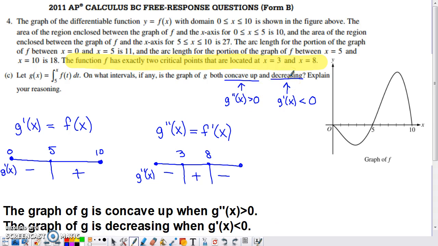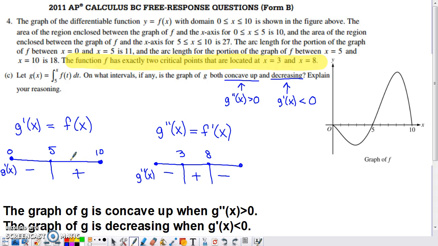And if a function's decreasing, the first derivative of that function has to be negative anywhere where that's happening. So we basically need to figure out where g double prime is positive and g prime is negative simultaneously. And if we're trying to analyze that, we might benefit by constructing a little sign chart here for g prime and a sign chart for g double prime.